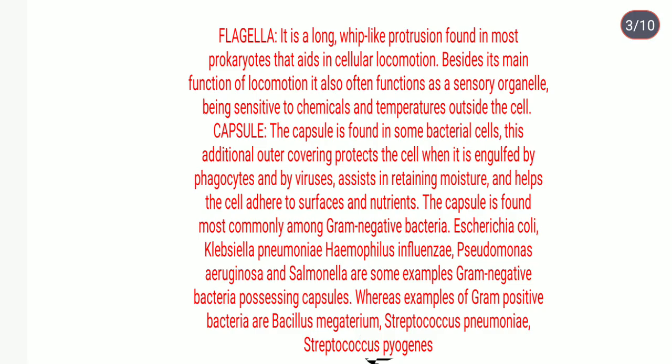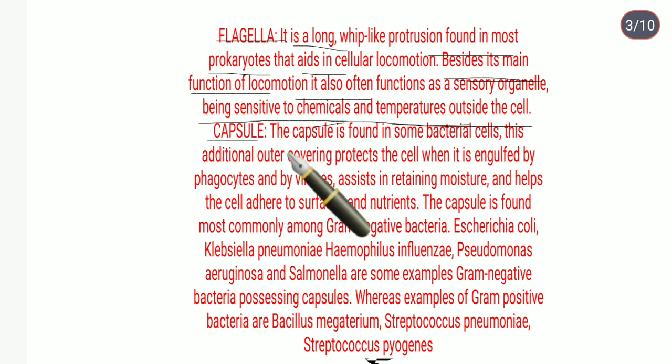Here are the detailed components of a prokaryotic cell, like flagella. It is a long whip-like protrusion found in most prokaryotes that aids in cellular locomotion. Besides its main function, locomotion, it also functions as a sensory organelle, being sensitive to chemicals and temperature outside of the cell.